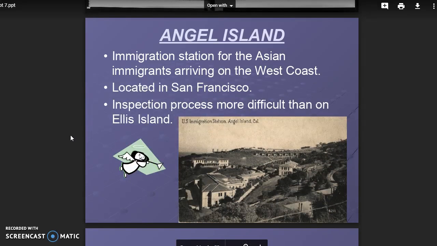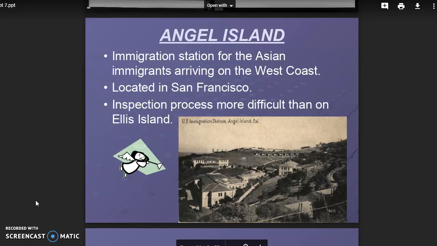What you're going to write down for Angel Island is it was on the west coast, located in San Francisco. This was the immigration station for the Asian immigrants coming on the west coast. It was very similar to Ellis Island, an inspection station, but a lot of people found it more difficult to get in through Angel Island versus Ellis Island.